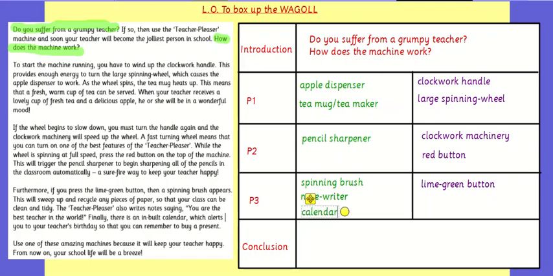So here, these are the features of the teacher pleaser. Whoever invented this machine thought, I know what makes teachers happy. Apples, tea, sharp pencils, a spinning brush and a tidy classroom, notes, lovely notes being written to them, and a calendar, birthday presents. Okay, so these are the things that whoever invented this machine decided were going to keep the teacher happy. And these are the parts of the machine, the machinery parts that make the machine work. So things that you have to press or pull or turn or twist.